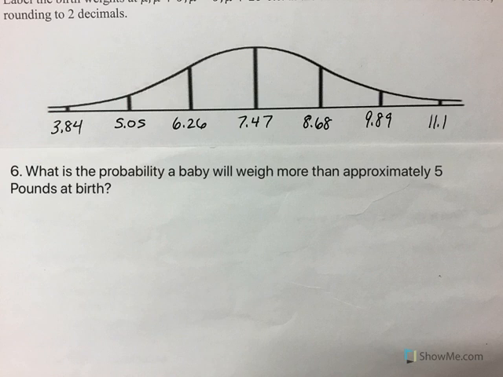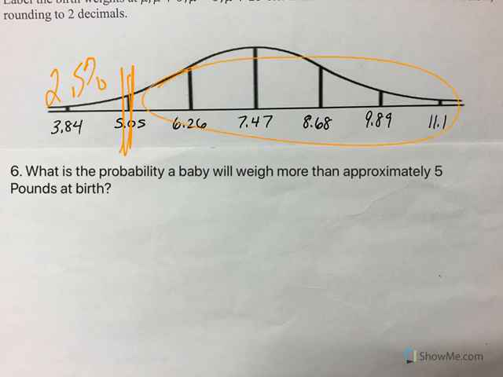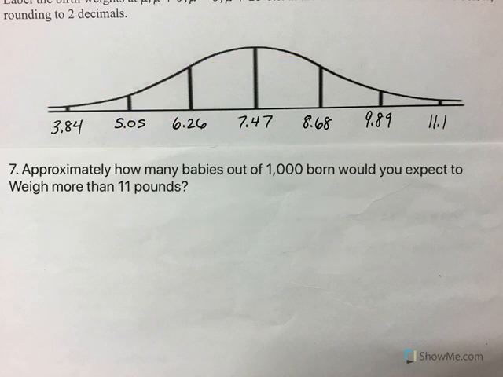What's the probability a baby will weigh more than 5 pounds? Well, remember, if this is 2.5% over here, everything else is more. So 100% minus 2.5% gives me 97.5%.